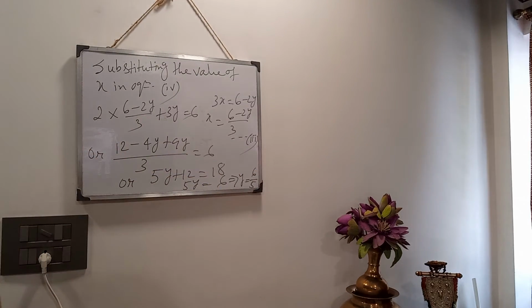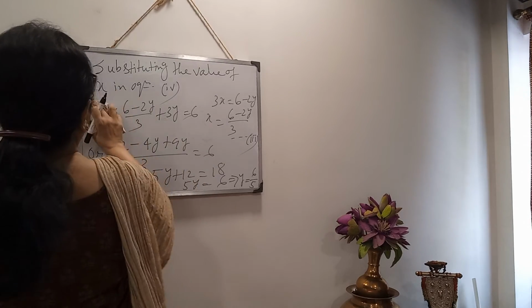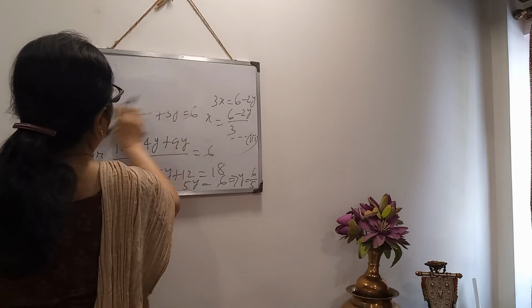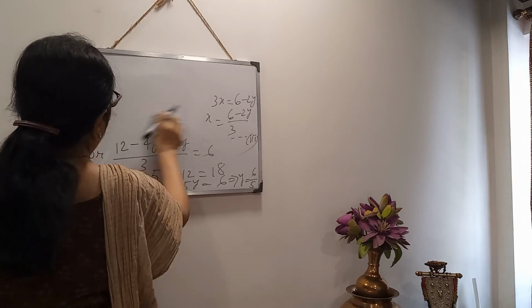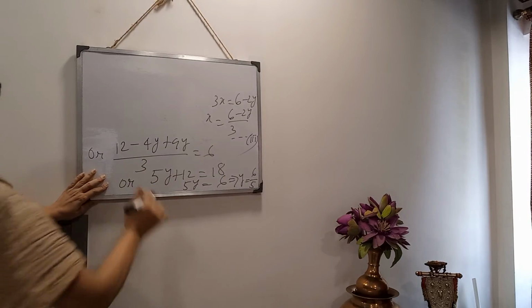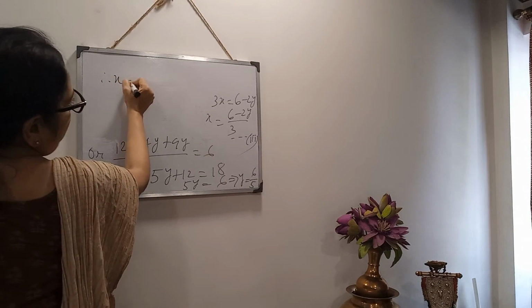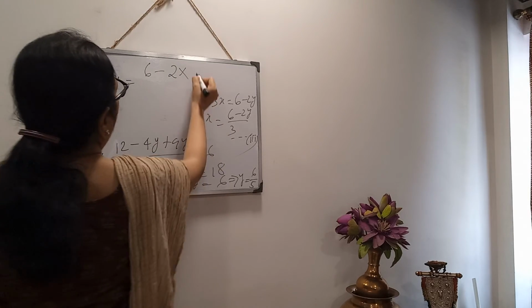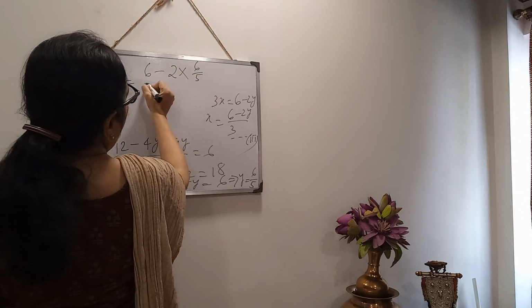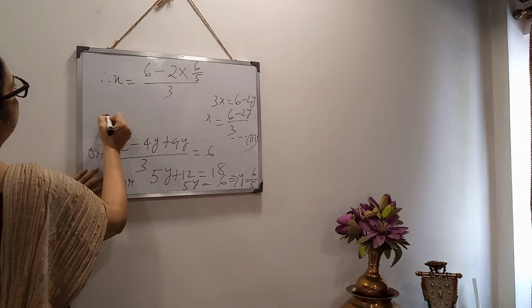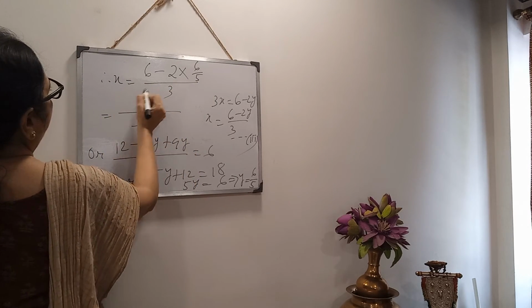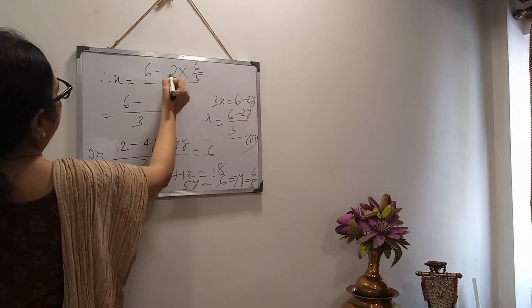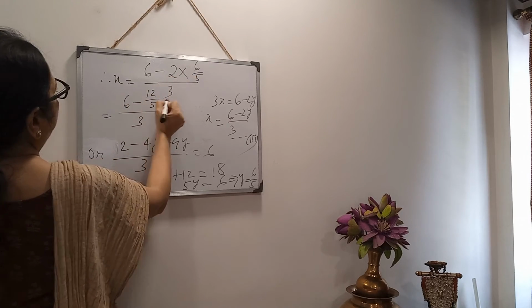I am checking the answer. Sum number 3, y is 6 by 5. Yes. Now I put this value of y in equation number 3. Therefore x is 6 minus 2 into y, y means 6 by 5, by 3. 6 minus 12 by 5.